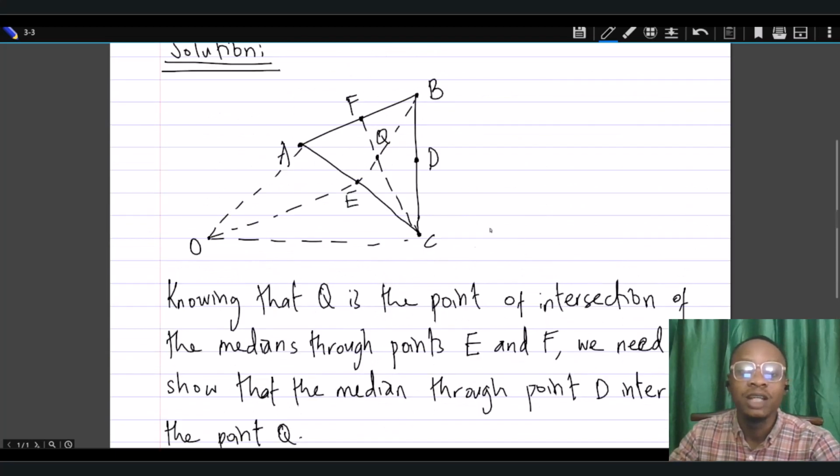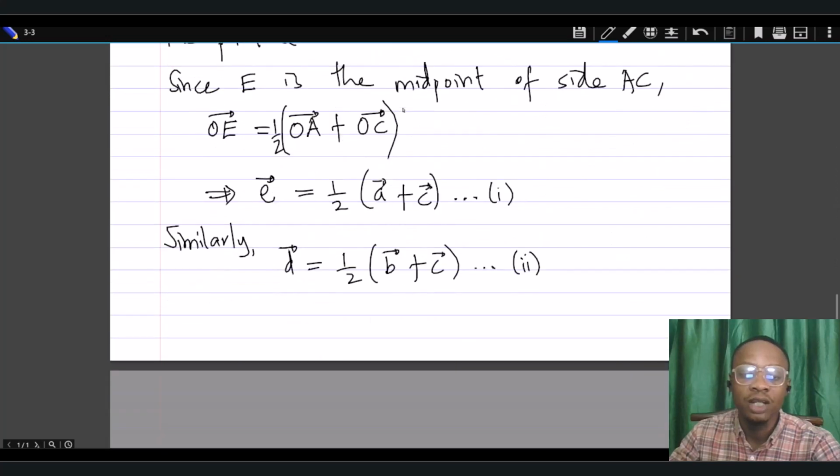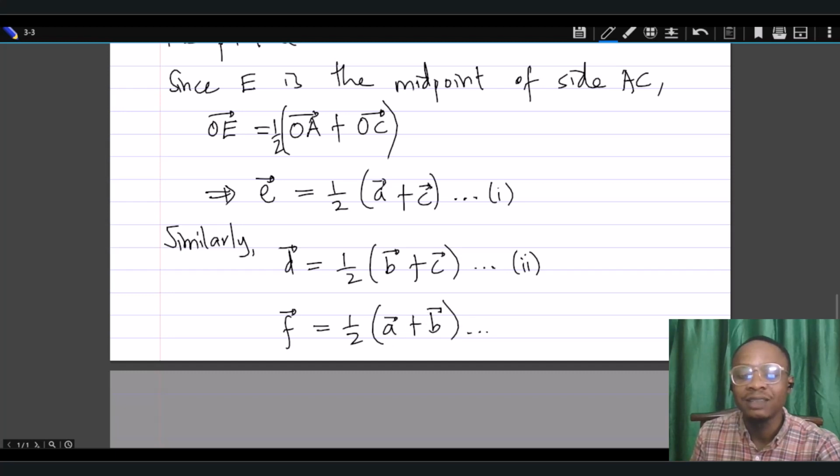And then we move to the next one. F is the midpoint of A and B. So if we use small f to represent the position vector for the point F, then it will follow that F will be equal to 1 over 2 of A plus B. All right, and that is equation 3. So let's keep these tools for now, and we'll come back to that.